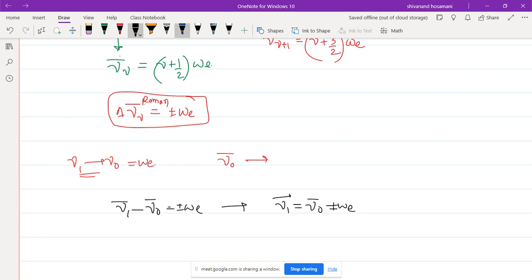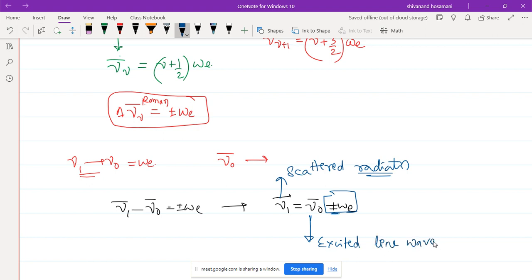This is the scattered radiation wave number. Meaning, it is going to have plus or minus, so it may be a changed one. It increases or decreases. If it increases, we call it anti-Stokes; if it decreases, we call it Stokes. And this nu naught bar is nothing but the excited line wave number.